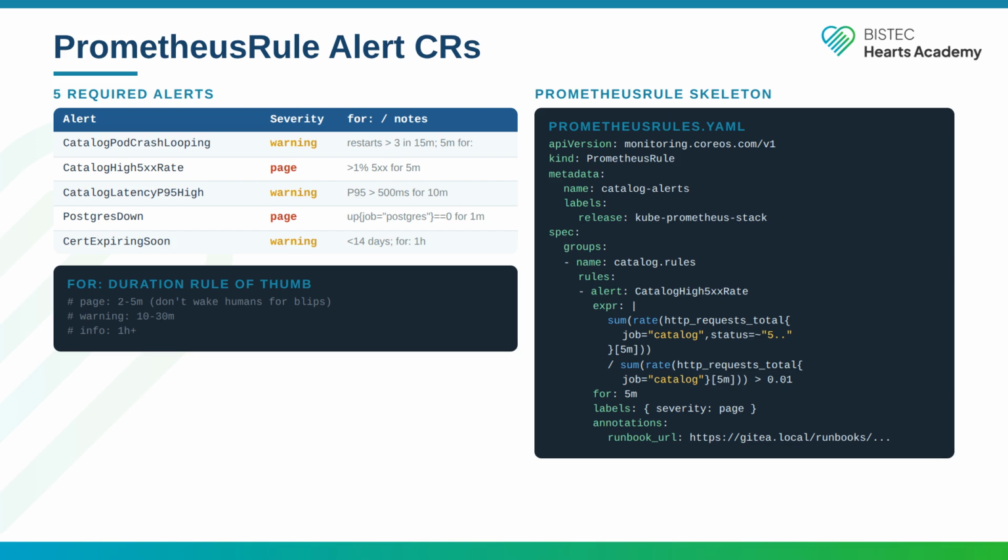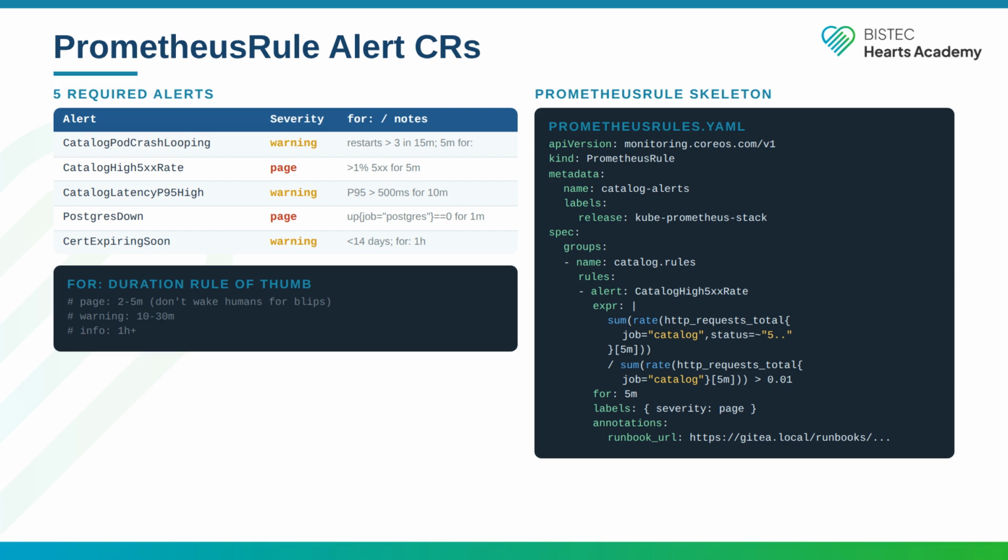Postgres down fires when the database target drops from Prometheus' scrape pool, the most actionable alert, because the database is binary, either up or down. Cert expiring soon fires when a TLS certificate has fewer than 14 days remaining. The for: duration is critical. Without it, a single bad scrape fires the alert, and it immediately resolves.